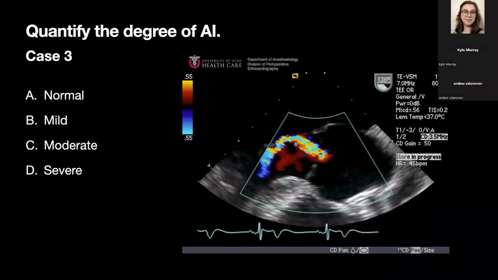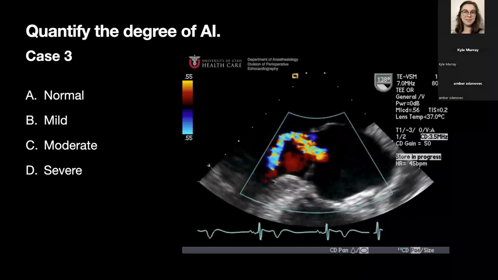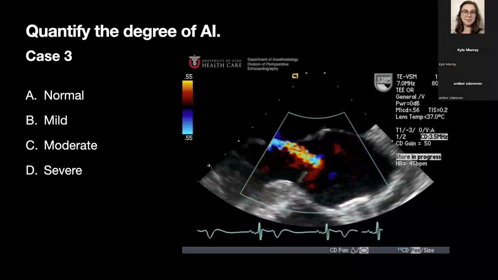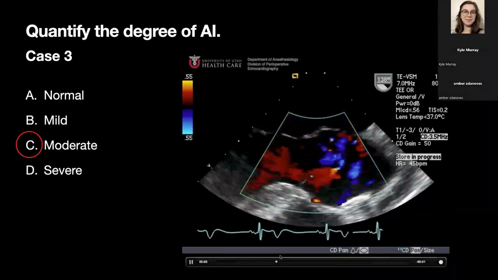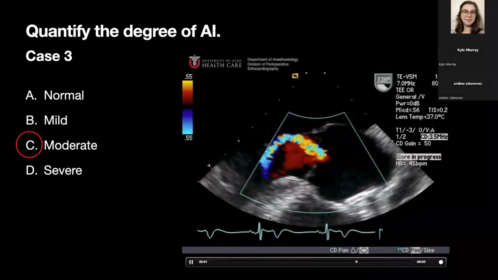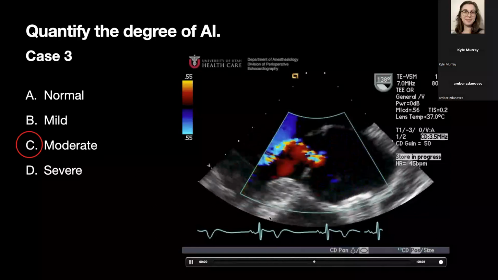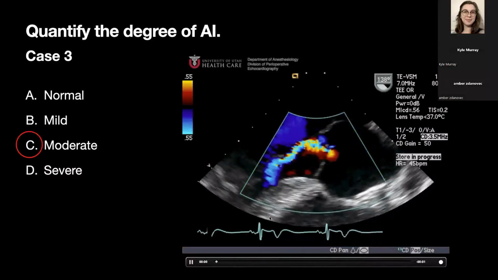Moderate to severe. No. Severe. Something more. I would say moderate. But because if you get the vena contracta, it's not going to be that big. But it's something you could interrogate more, right? You could argue.